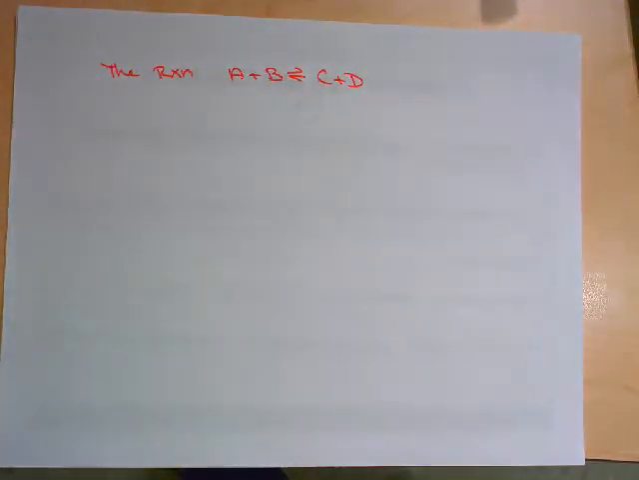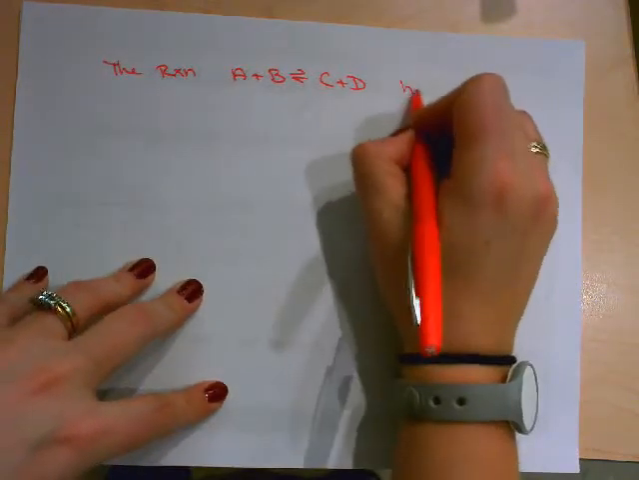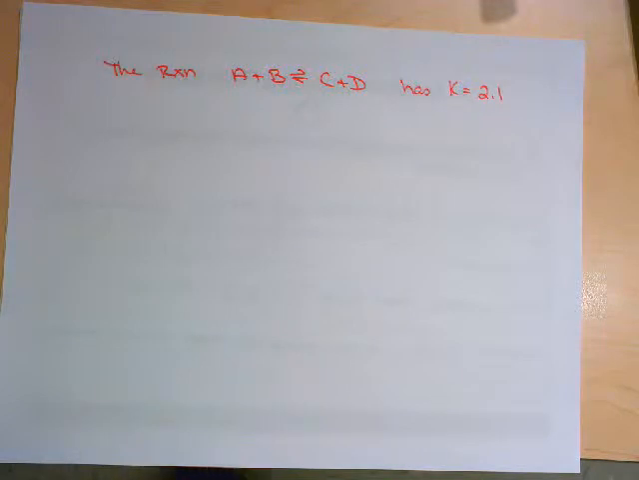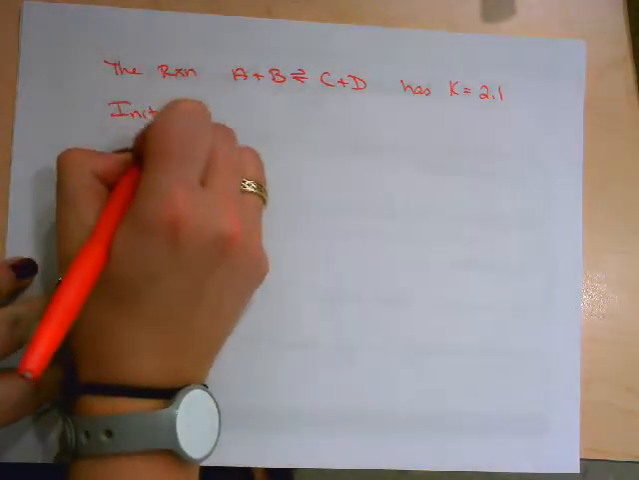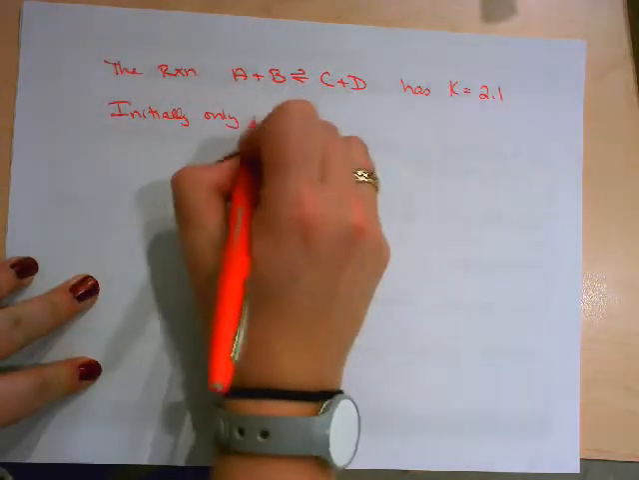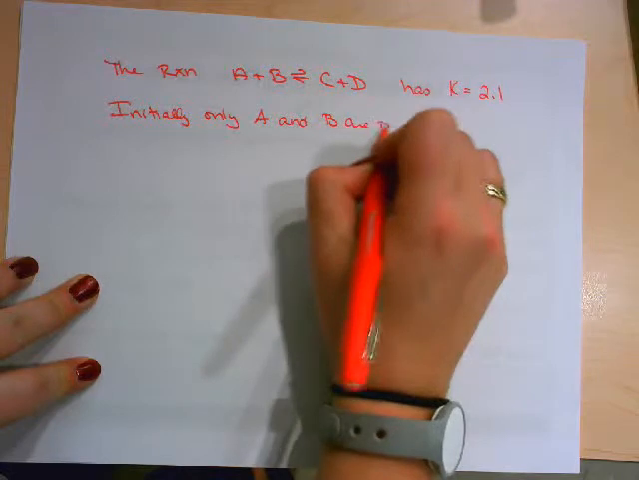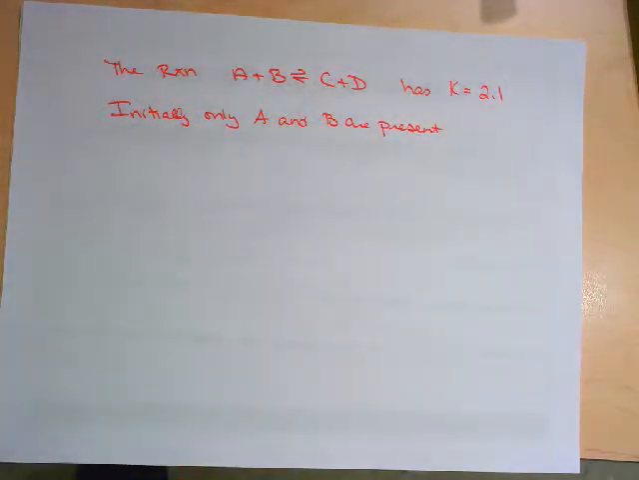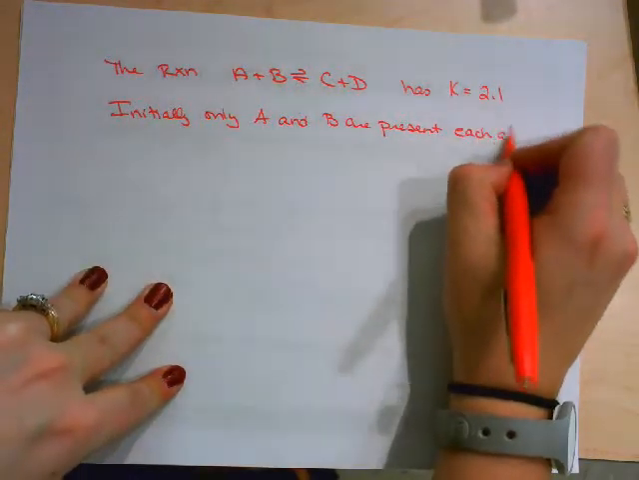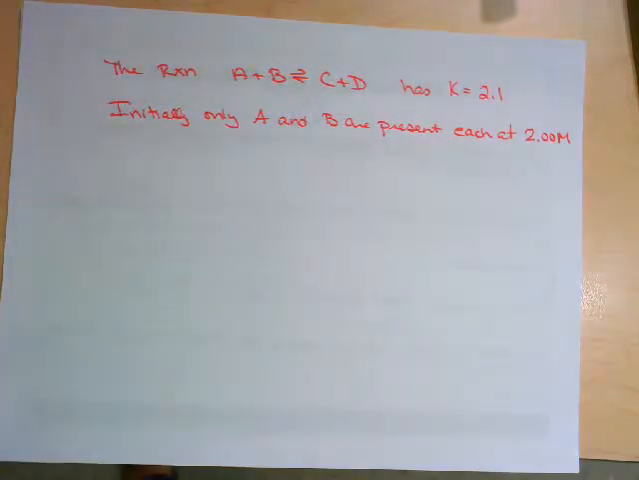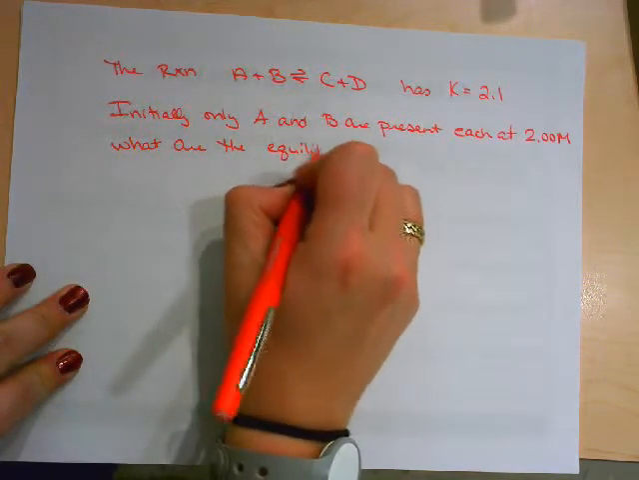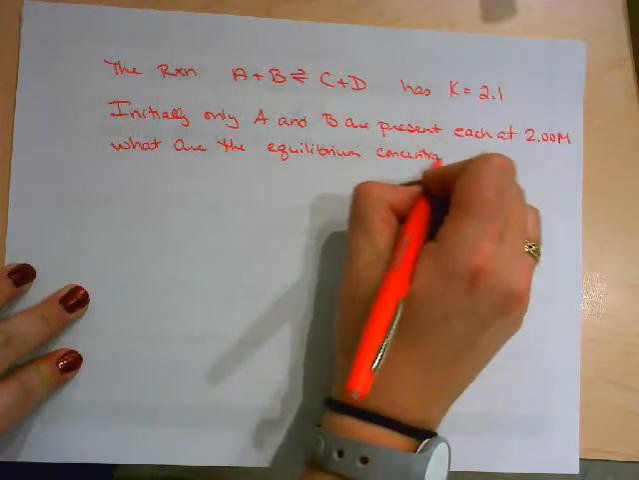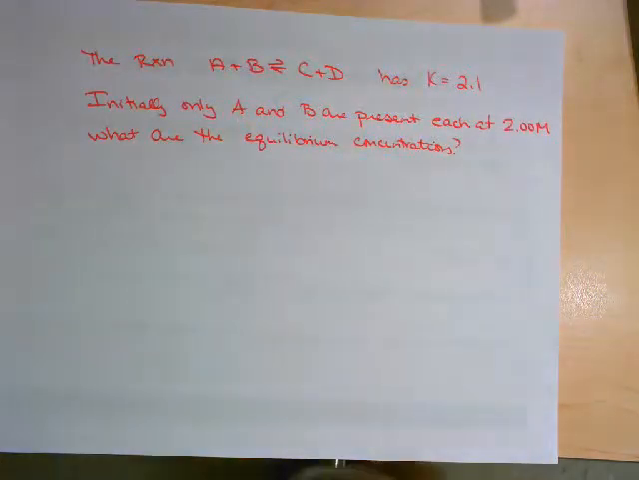Alright, so let's say I have this reaction. You can use different letters if you like. A and B are interconverting with C and D. Has a K equal to 2.1. Initially, only A and B are present, each at 2 molar. What are the equilibrium concentrations?